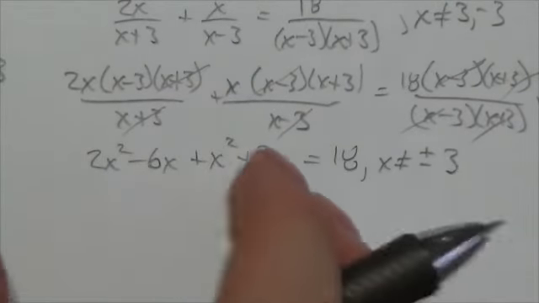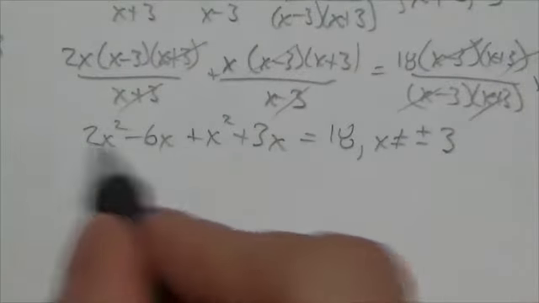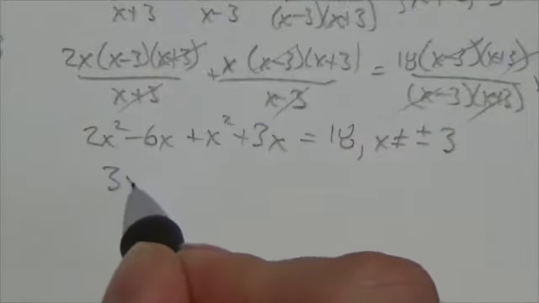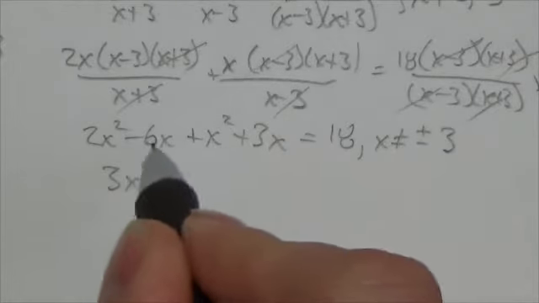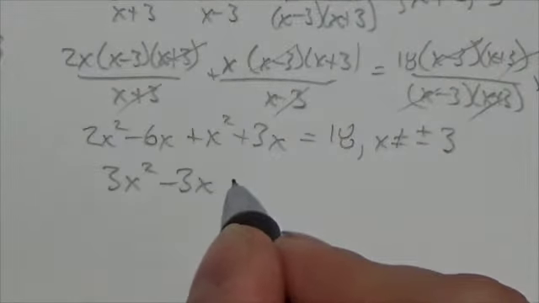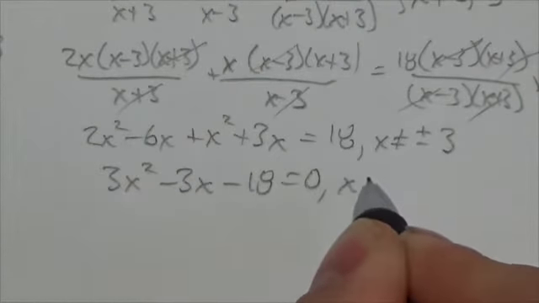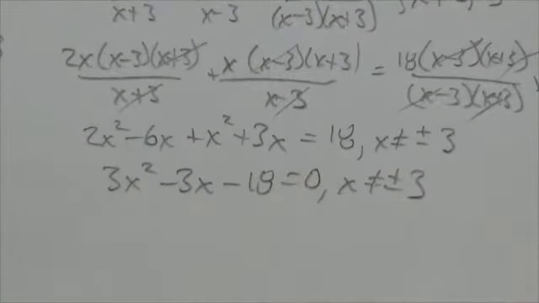All right, well, now I've got a quadratic here. So to solve that quadratic, we'll put the x squared terms together. That's going to be 3x squared. Negative 6x and positive 3x is going to be negative 3x. And then bring the 18 over to get negative 18 is equal to 0. Again, where x can't equal plus or minus 3.